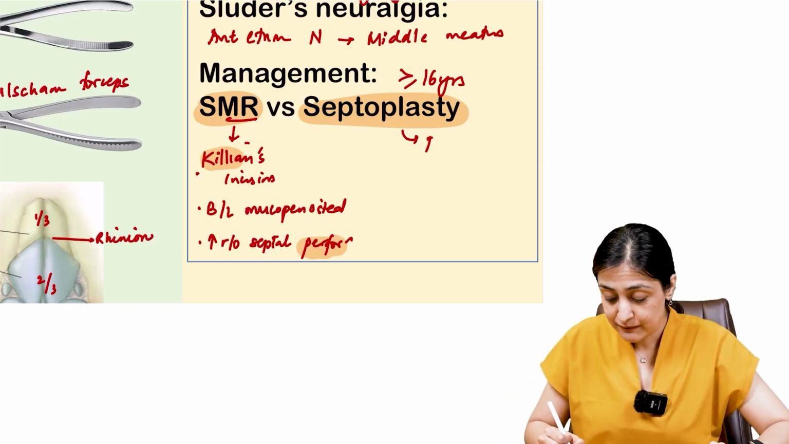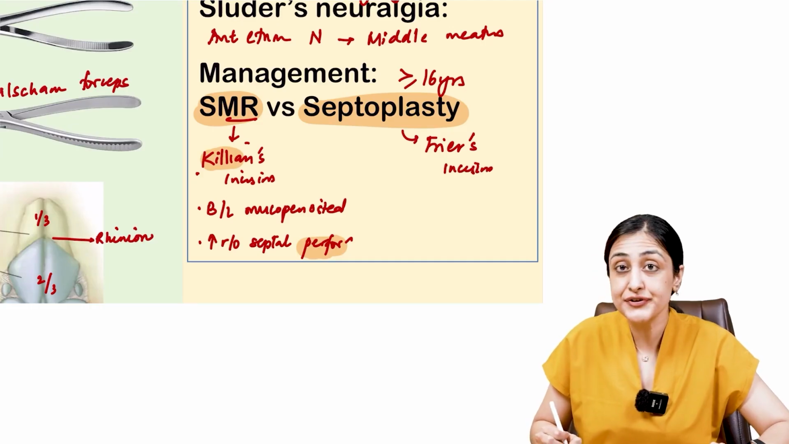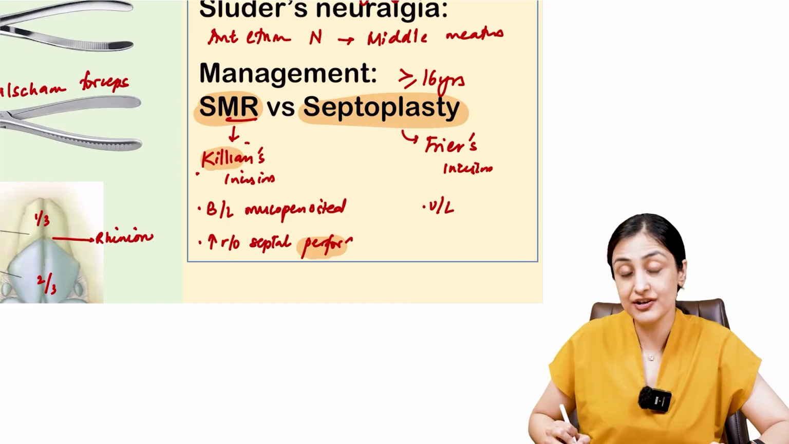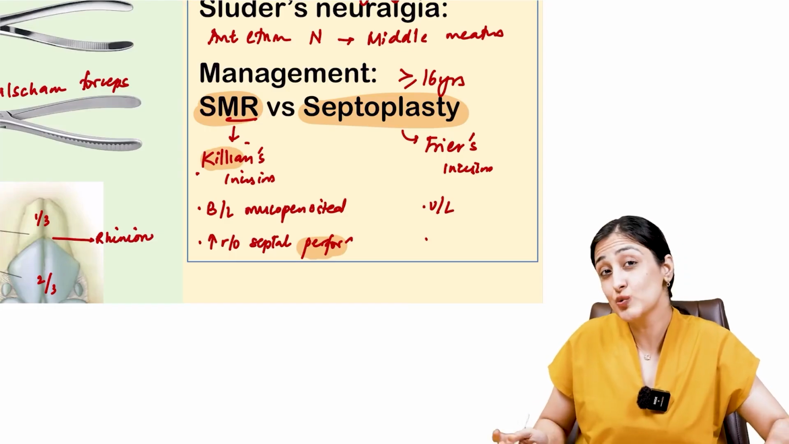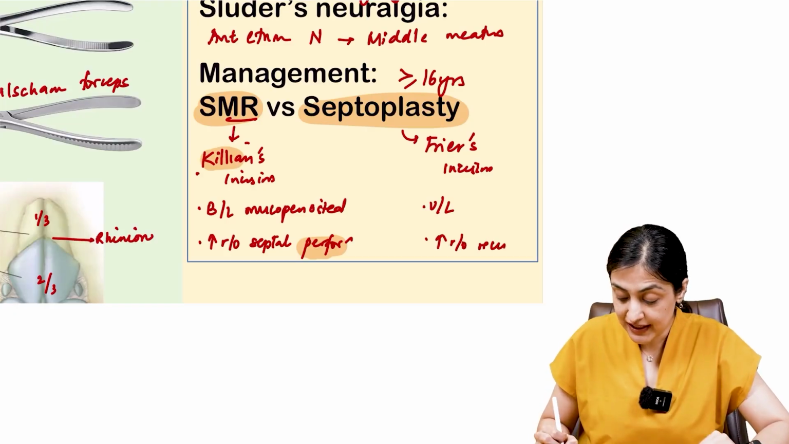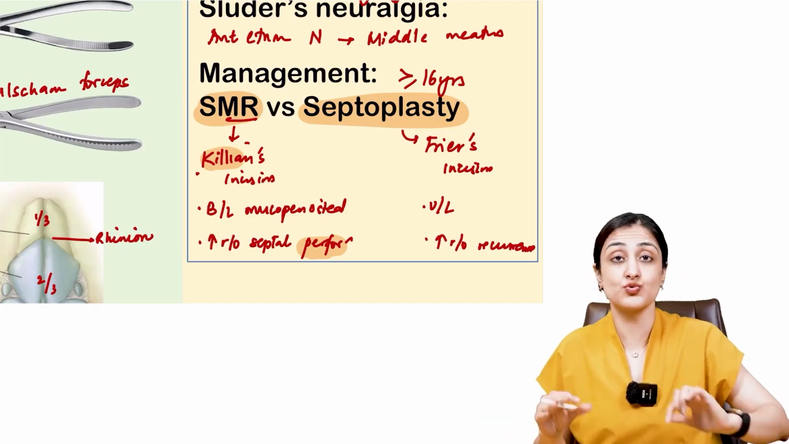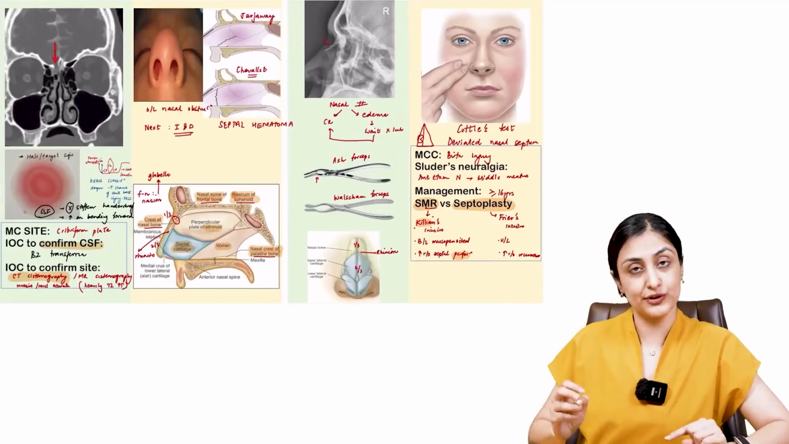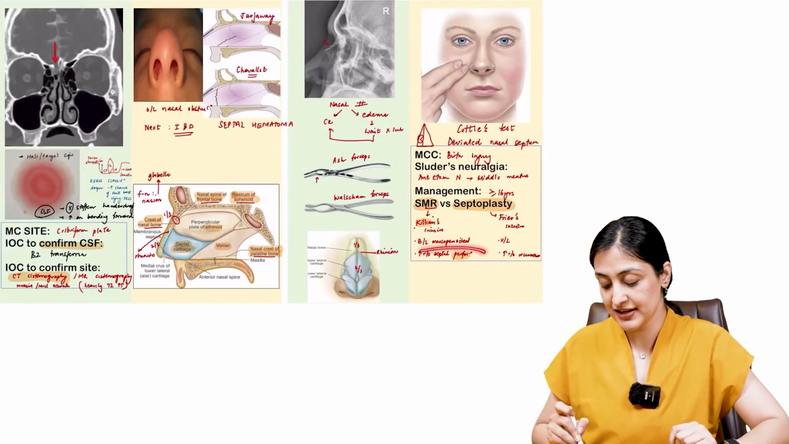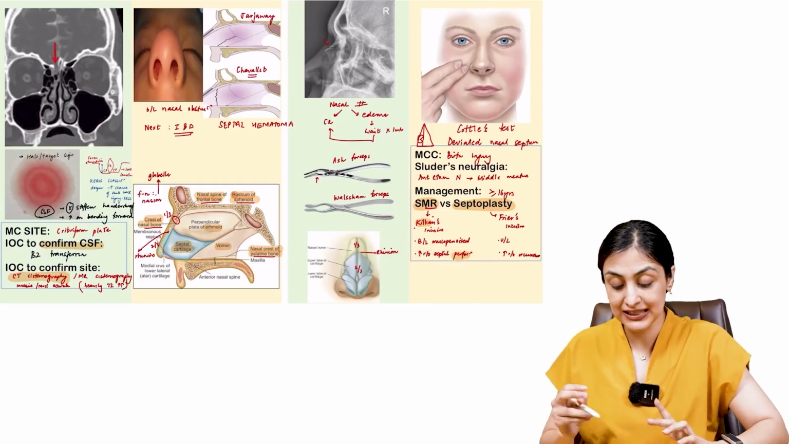Septoplasty is where I'm freeing the septum, Freer's incision. This is unilateral flap. But the problem with doing something half-heartedly is higher chance of recurrence. So high chance of recurrence, Freer. So both have their problems. You choose according to what is better for the patient. But they have asked this, which has higher perforation? SMR, remember mar, okay, marna, kill.